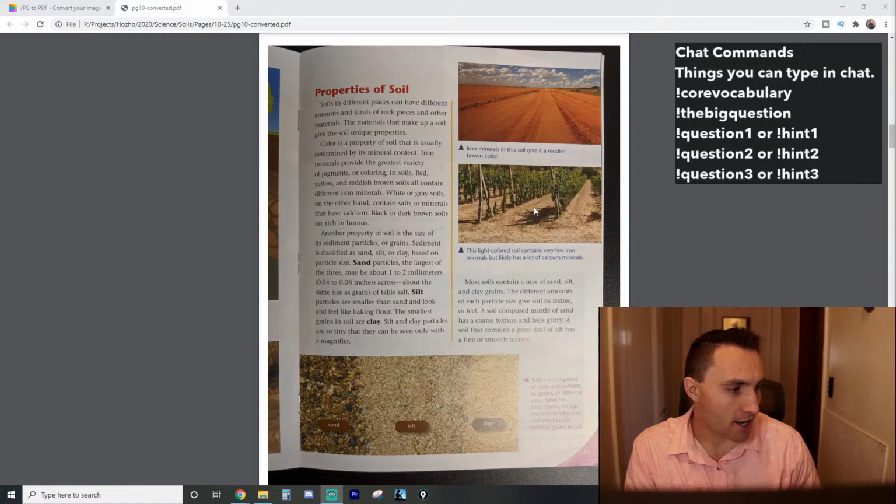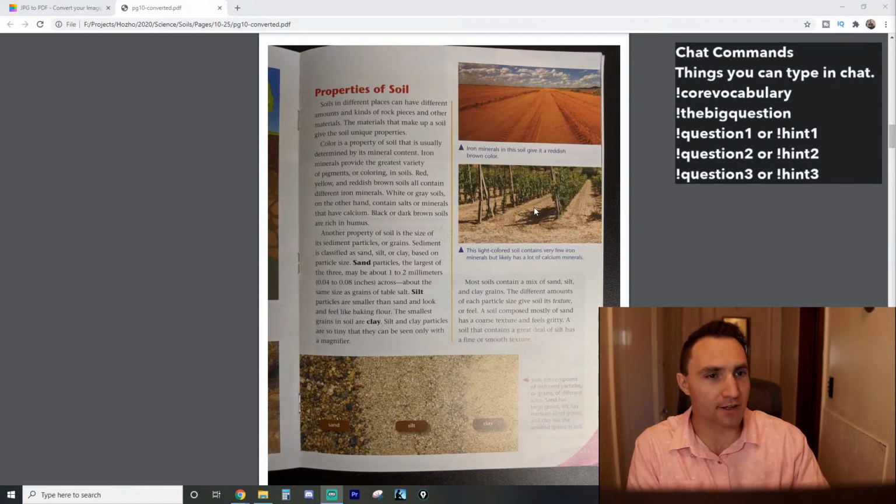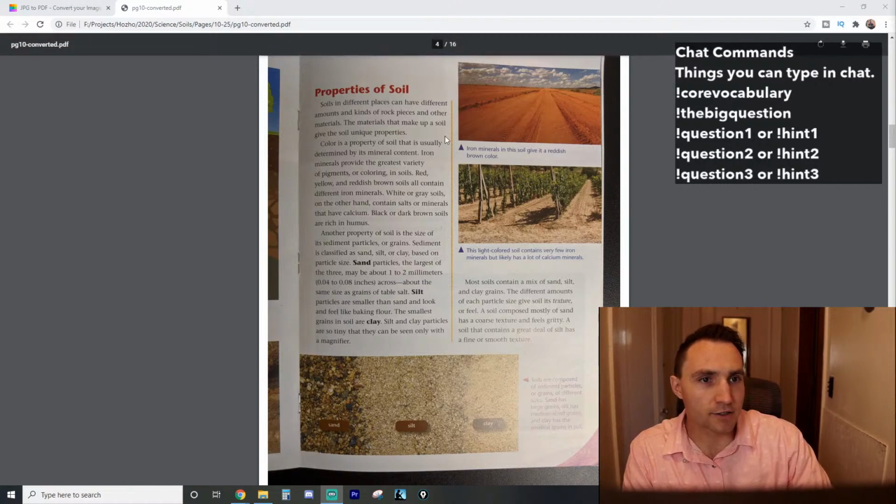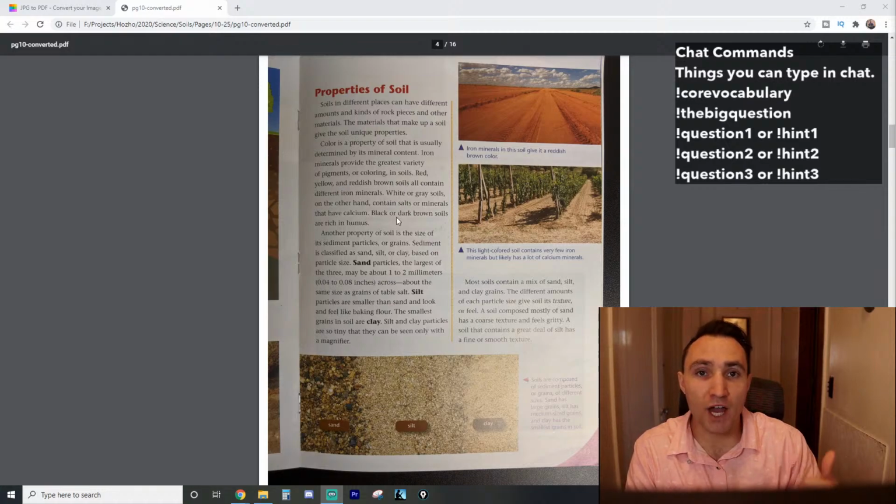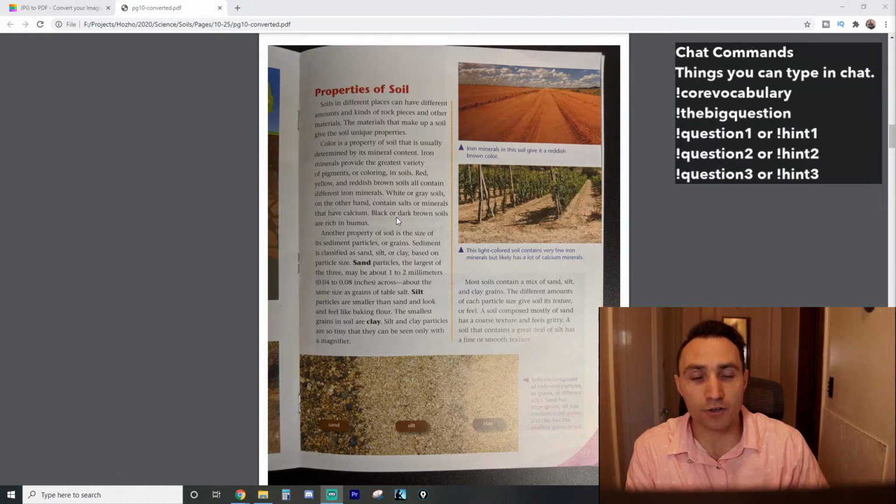Good job, Kara, trying. Is it hot? It could be hot soil, but hot doesn't change the color. Nice. Caden's got it. Iron minerals. Thank you so much. That is awesome. That is correct. So it's iron minerals that give soil these different bright colors, right? We read that iron minerals give soil red, yellow, and reddish brown colors. It's through the iron minerals.